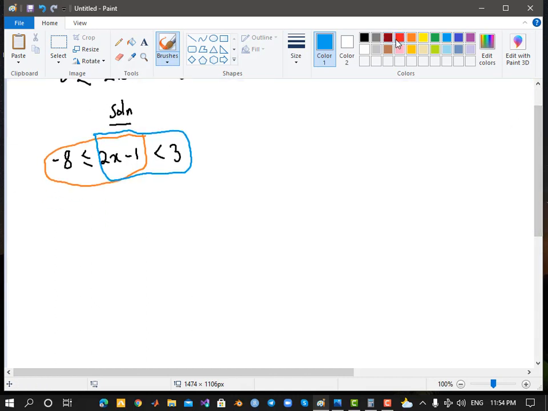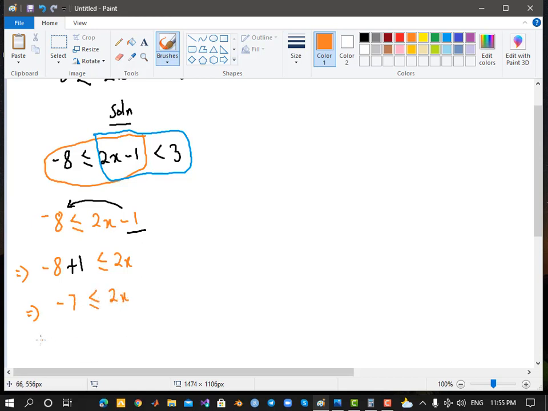So let's quickly solve the first part, which is negative 8 is less than or equal to 2x minus 1. First we group like terms. So it implies negative 8. This negative 1 here needs to cross this inequality sign to become positive, so you have plus 1 there. So negative 8 plus 1 is less than or equal to 2x. This will give us negative 7 is less than or equal to 2x.